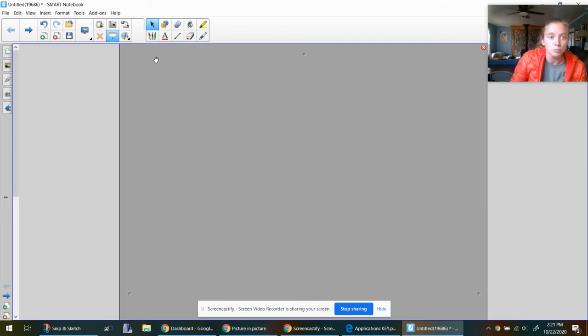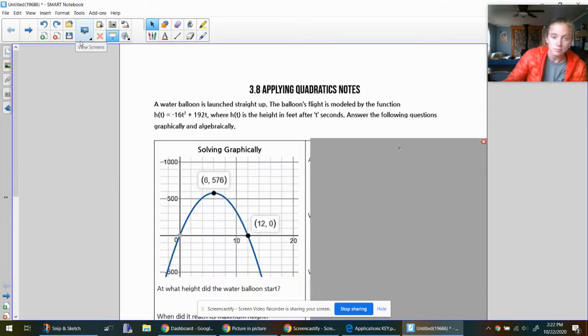So, here is my situation. A water balloon is launched straight up. The balloon's flight is modeled by the function h of t equals negative 16t squared plus 192t, where h of t is the height in feet after t seconds. Answer the following questions graphically and algebraically.